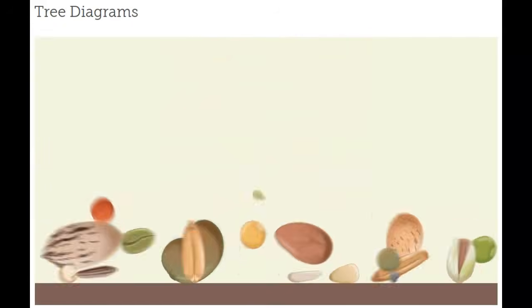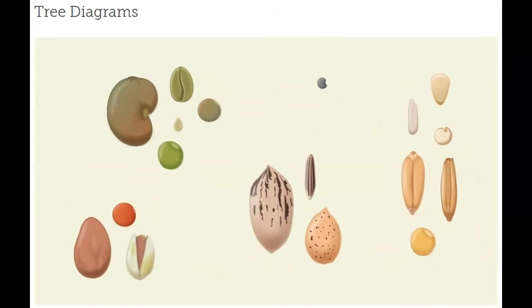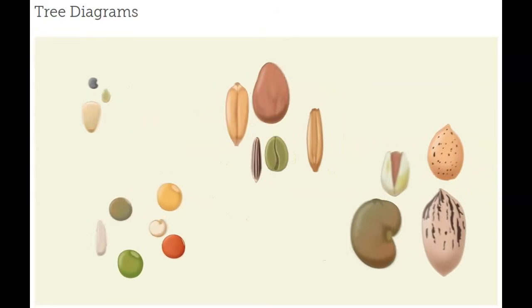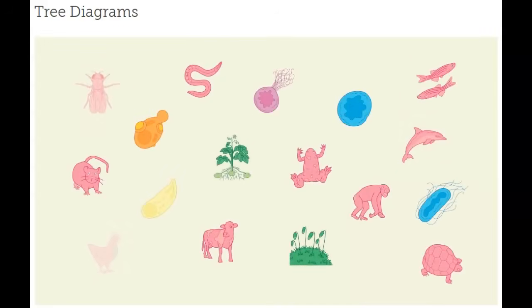Human beings are natural organizers. We group things by their similarities and differences. For most things, there's no right or wrong way to organize them. But evolutionary relationships are different.